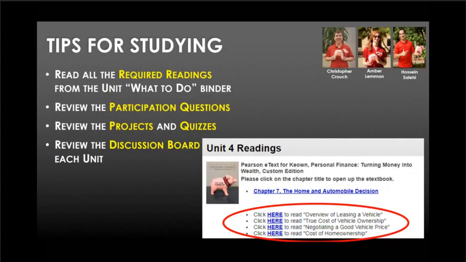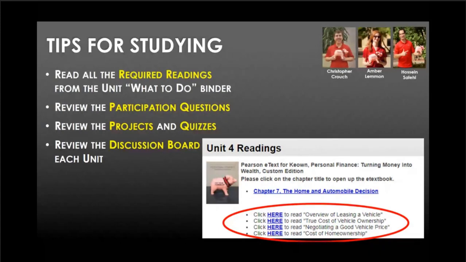All right, so we have some tips for studying for you. First of all, like I said, go back and read the required readings. So for example, for unit 4 readings, you need to read the overview of leasing a vehicle, true cost of vehicle ownership, negotiating for a good vehicle price, and also the cost of ownership. And the same for unit 3, you need to go over all these bullet points and learning objectives in unit 3.